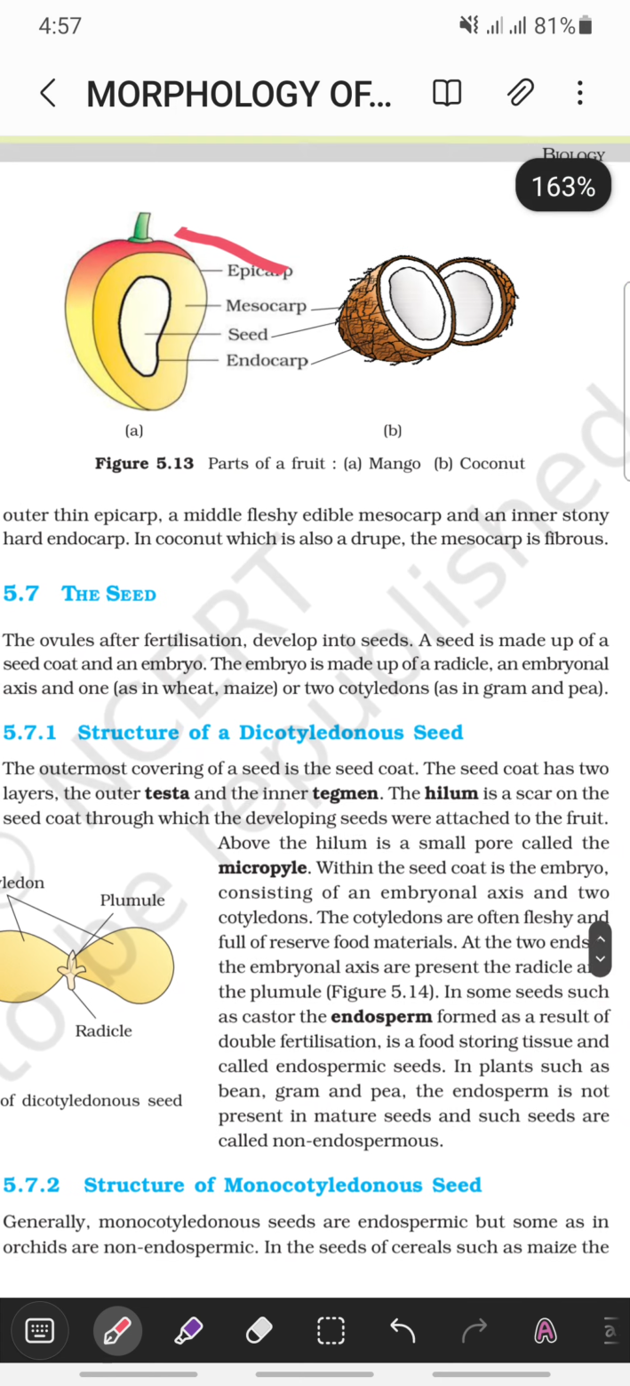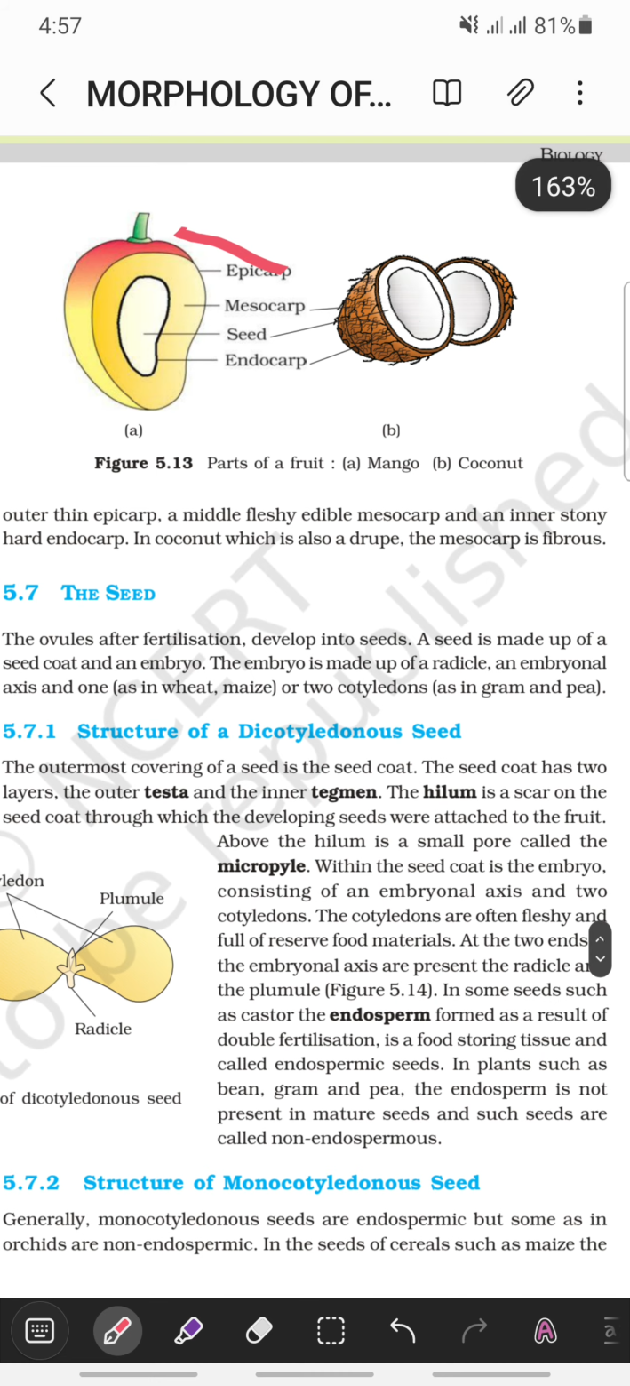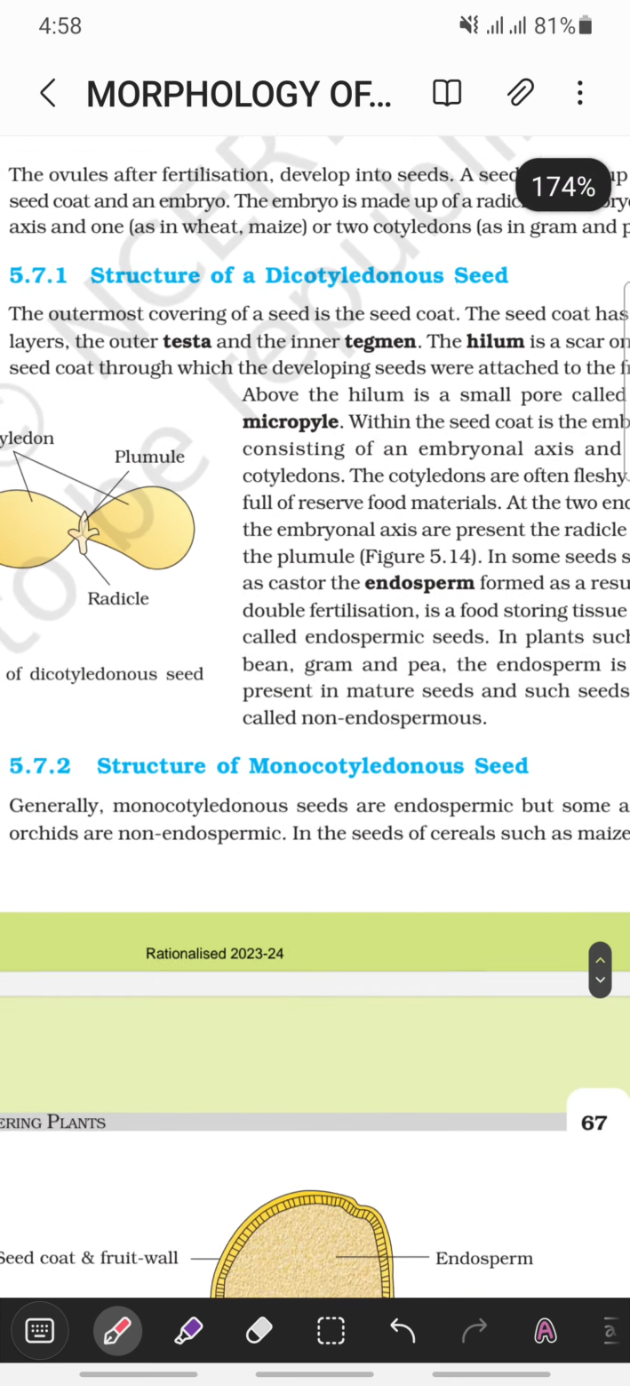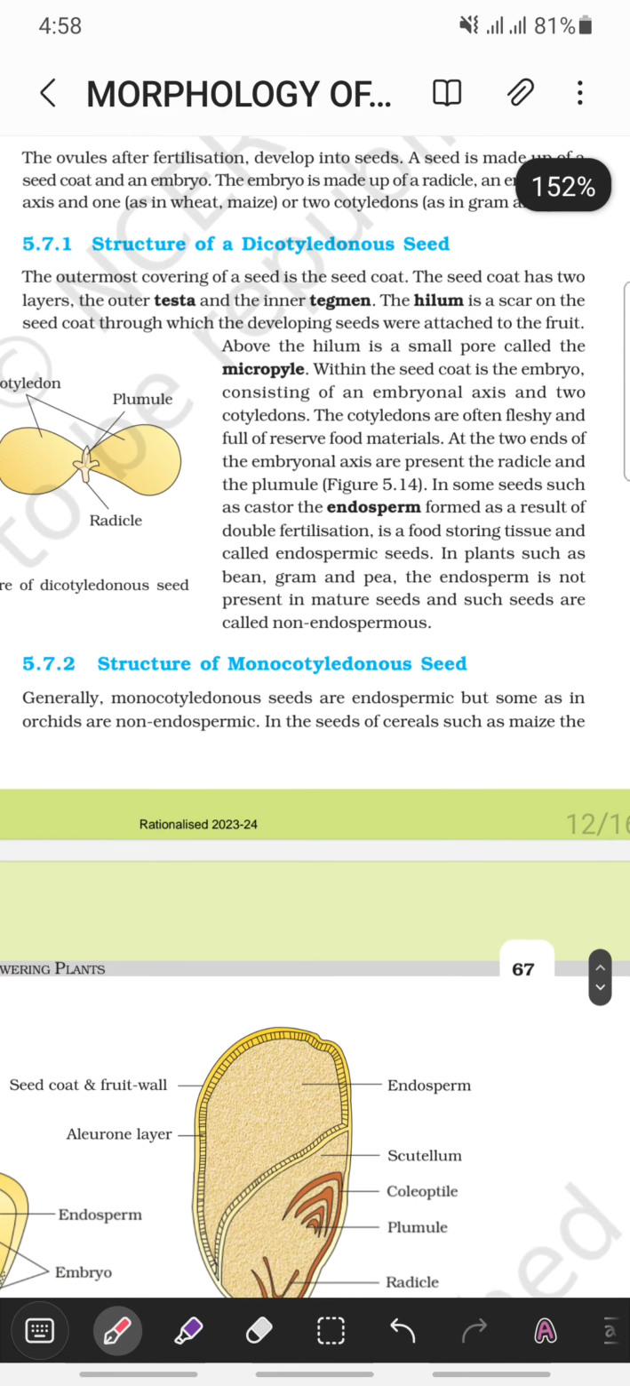The seed. The ovules after fertilization develop into seeds. A seed is made up of a seed coat and an embryo. The embryo is made up of a radicle and an embryonal axis and one cotyledon, as in wheat and maize, or two cotyledons, as in gram and pea. Structure of a dicotyledonous seed. In a dicotyledon, the outermost covering of a seed is the seed coat.